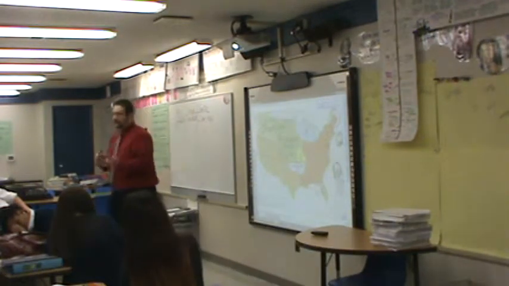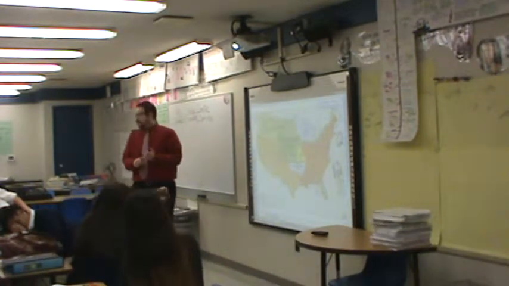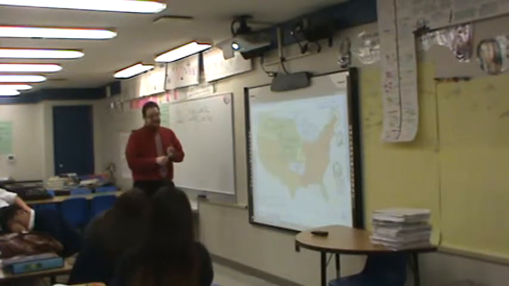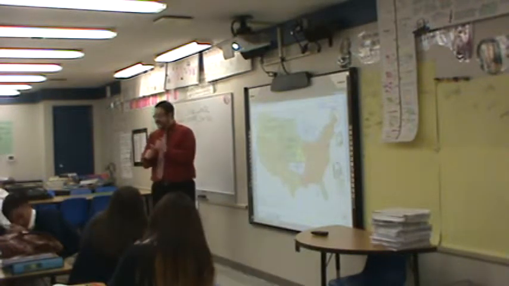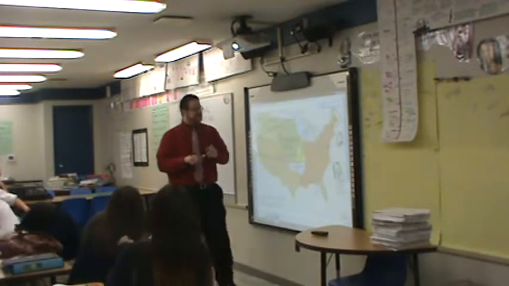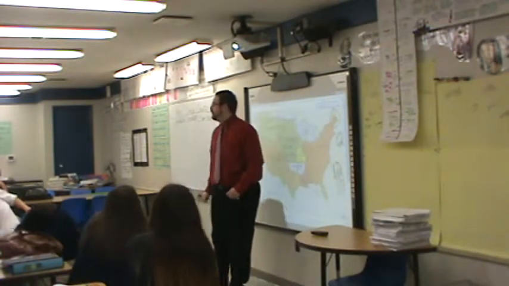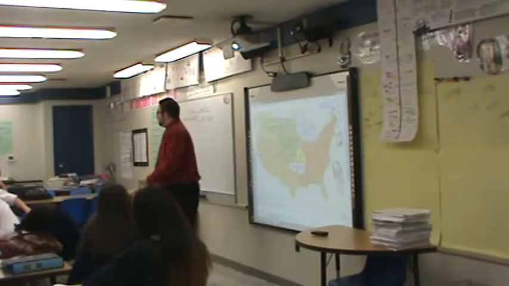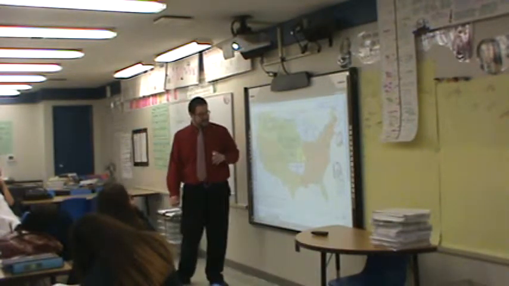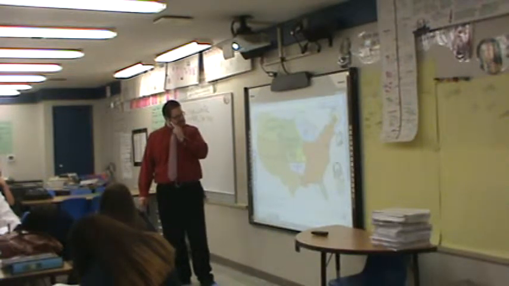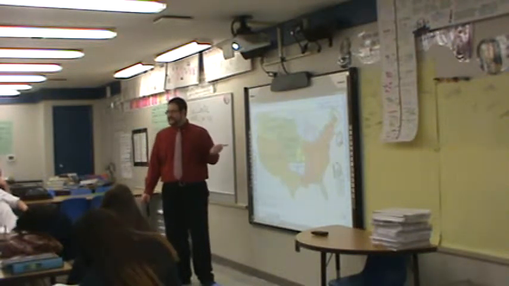Part one of the compromise, draw the line, no slavery above it except in Missouri. Slavery's allowed below it. That's one, the line. Number two, to keep the balance in the Senate, Maine comes in as a free state. So far, who does this seem to benefit, north or south? Still the north. It definitely seems to benefit the north.